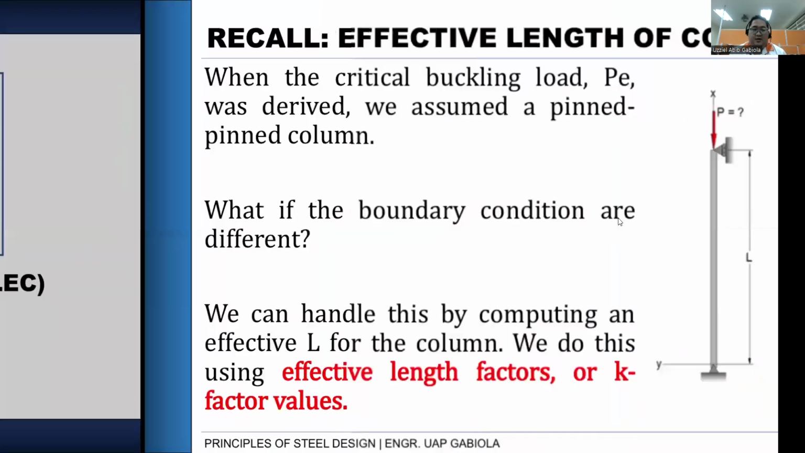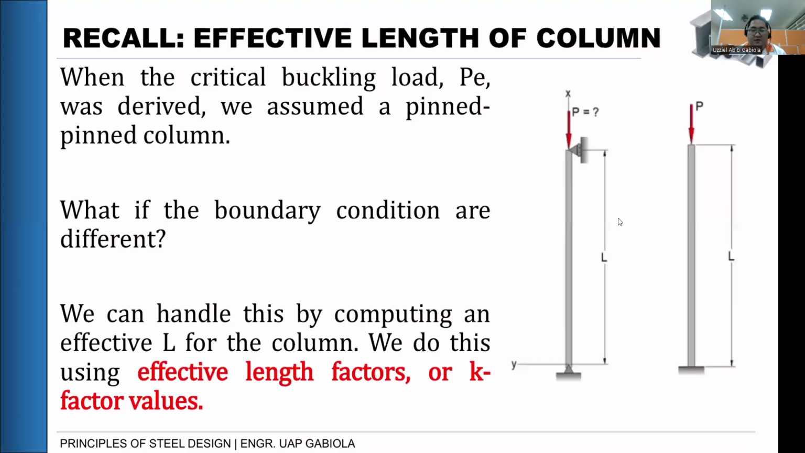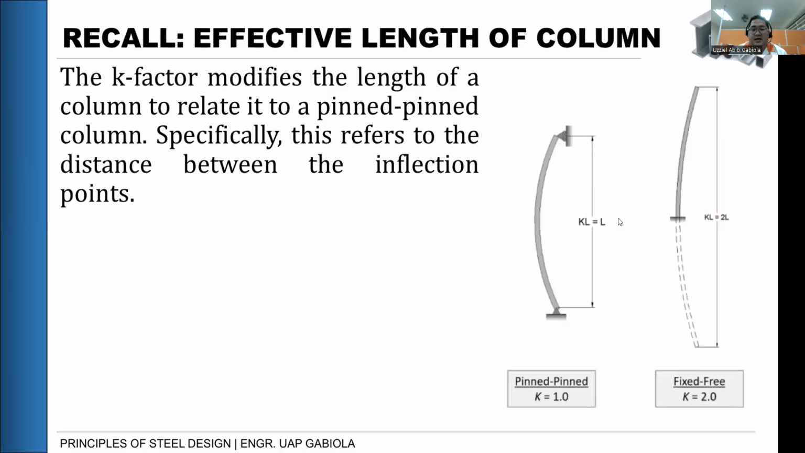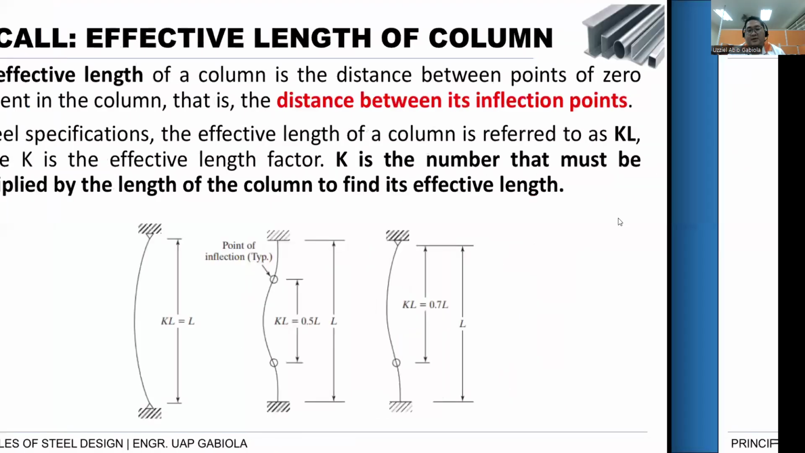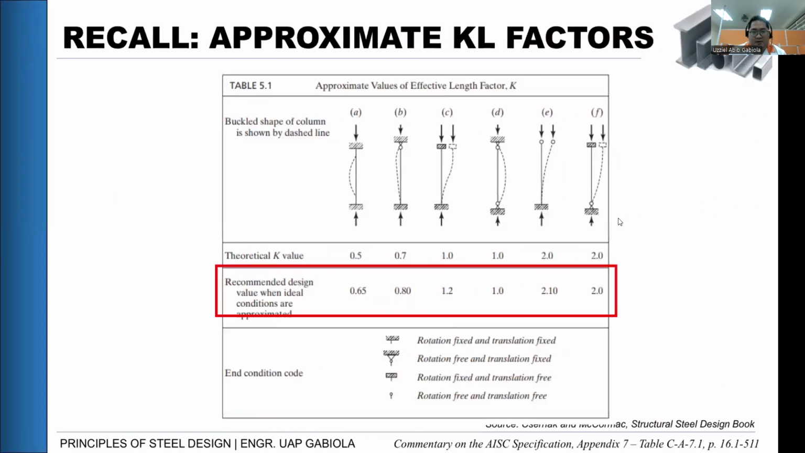So, as a recap, the effective length of our column pertains to the length of the column multiplied by a factor k. This factor k is based on the boundary conditions or support conditions we have, and its value will be based on the table we gave, which in Segui's book is Table 5.1, but I gave you the table from AISC Table C-A-7.1.